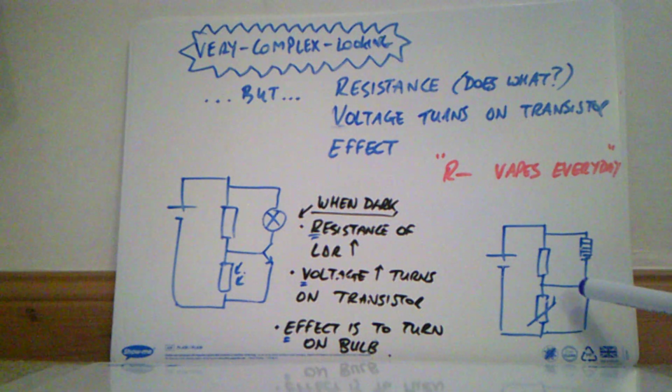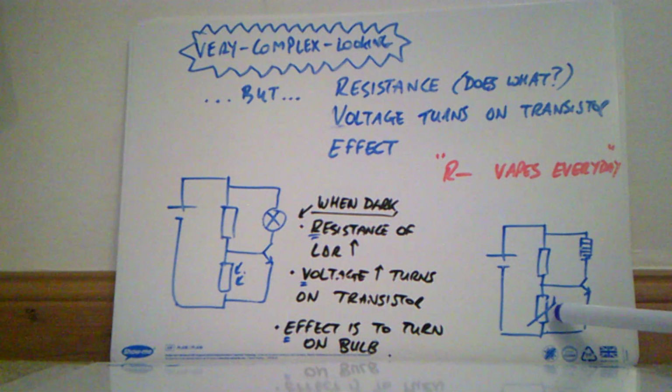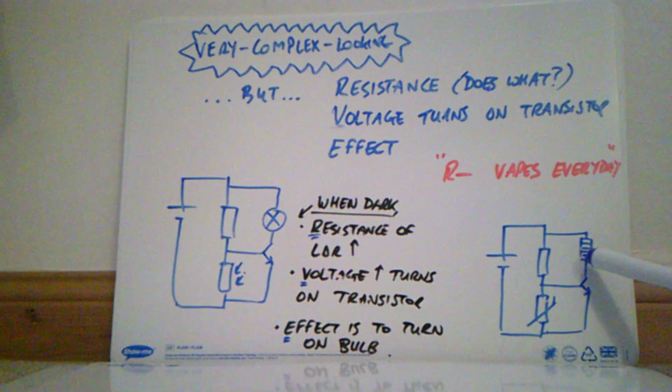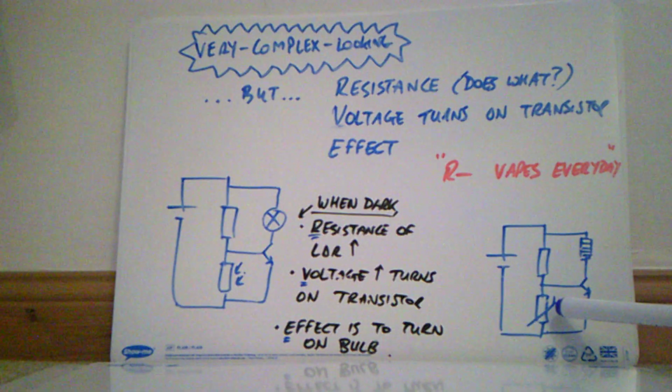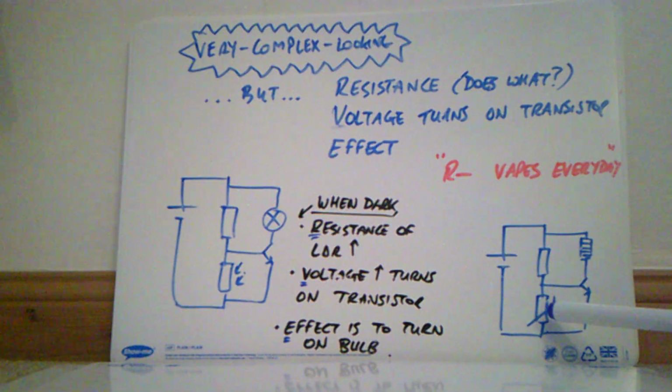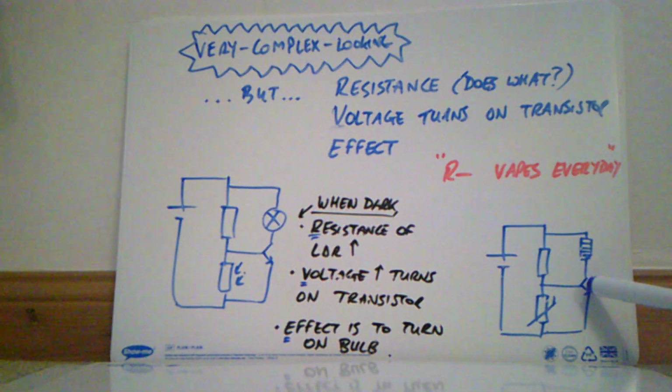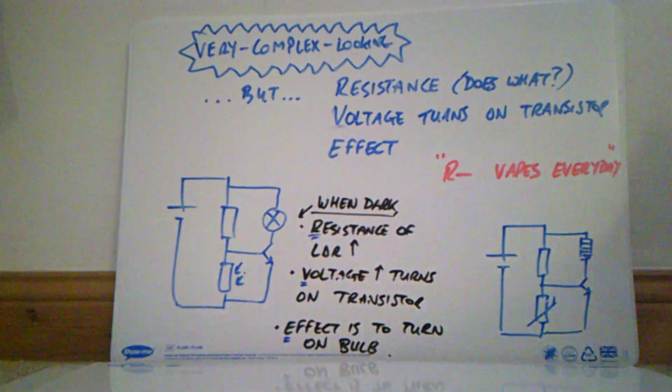And here is a circuit where when it gets cold, that's a thermistor, the heater gets turned on. So when it's cold, the resistance of the thermistor goes up, the voltage share across the thermistor goes up, the transistor is turned on, which allows current through the heater.